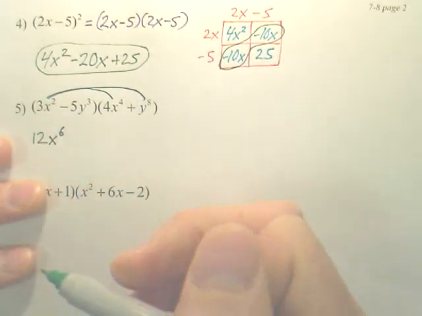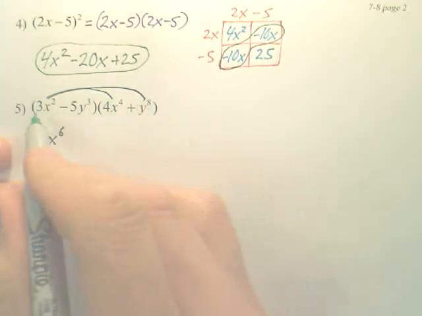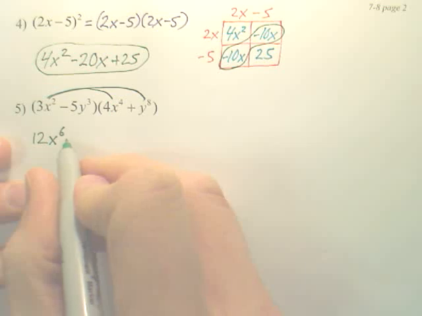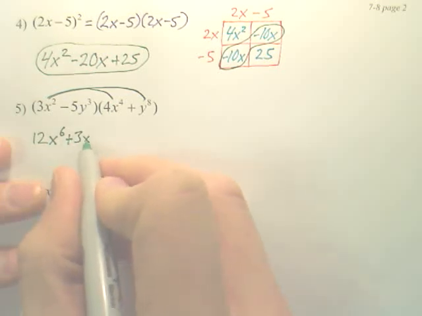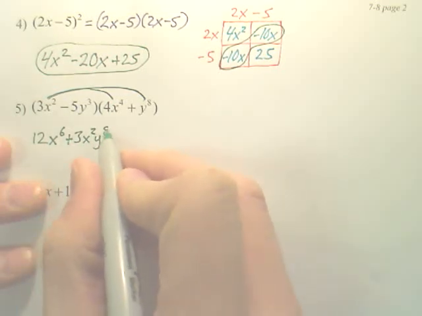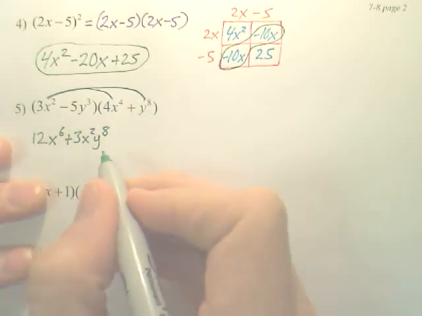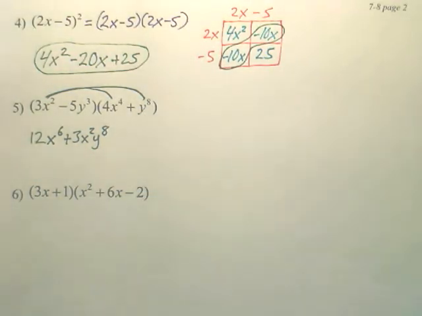Then we're going to multiply these two. So this times this, the 3 doesn't multiply by anything. The x squared can't multiply by that. So it's actually really simple. You just write it all, because nothing can be combined. So you just write 3x squared times y to the 8th. Done. That was real simple.